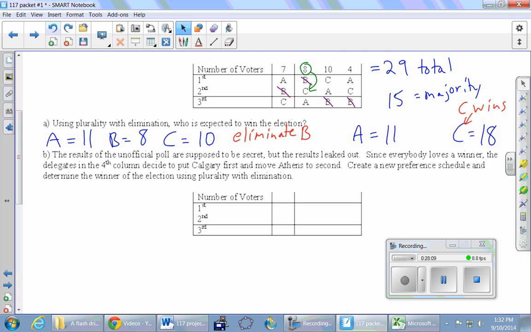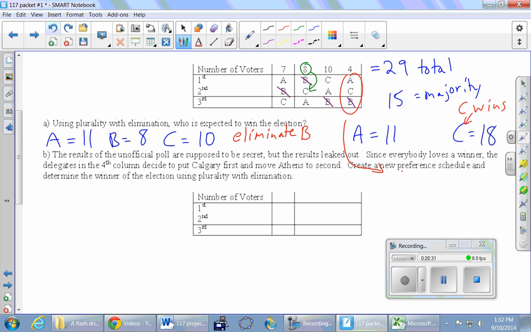Okay, so the people in the 4th column are just going to change their vote a little bit. They see that candidate C, Calgary, is going to win, and they're just going to decide to vote for the winner. So after the fact, they can go home and tell their friends, hey, I voted for Calgary, and they won. So that means that we're just going to put C up here, which means that this column now becomes what?